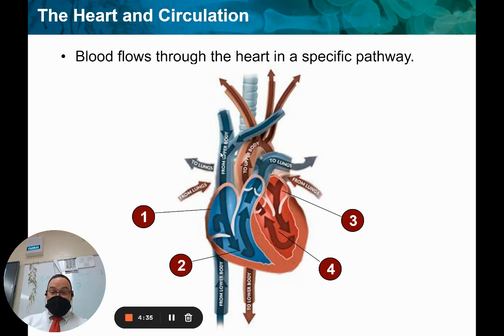So I'm going to pause here. I'm going to make this the first video. Part B, we're going to pick up from this spot because this is talking now about how blood flows through the heart.